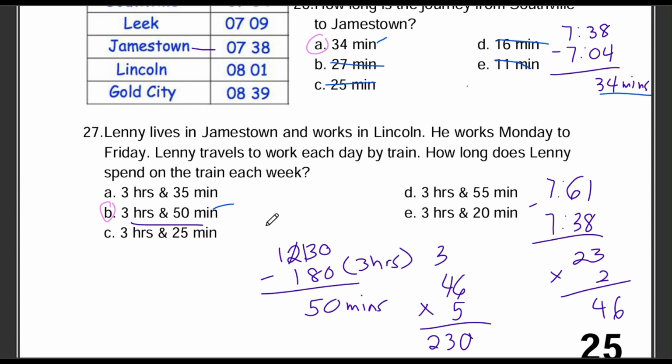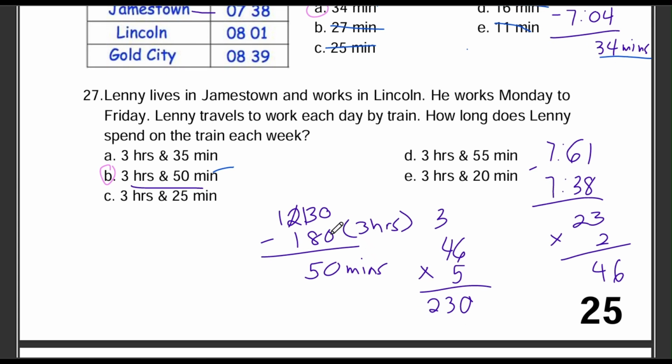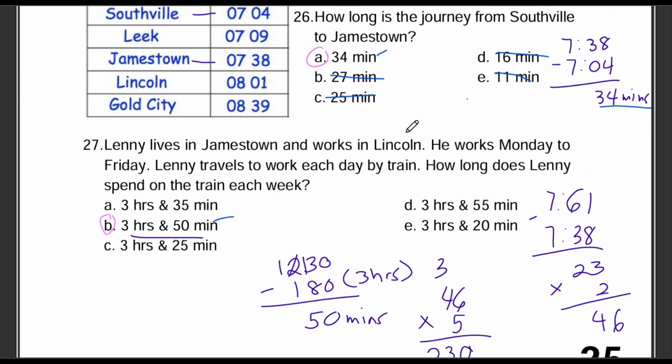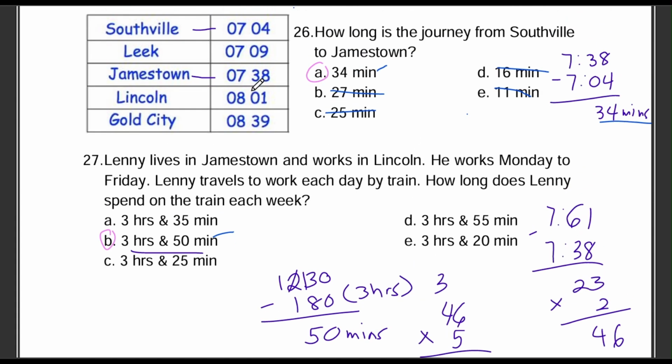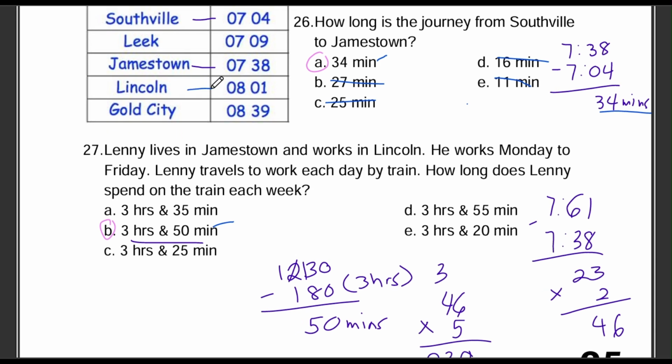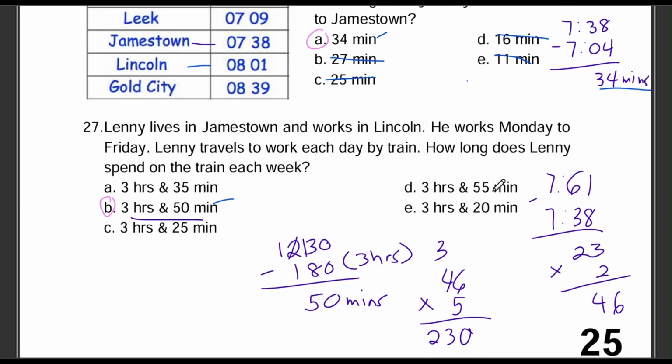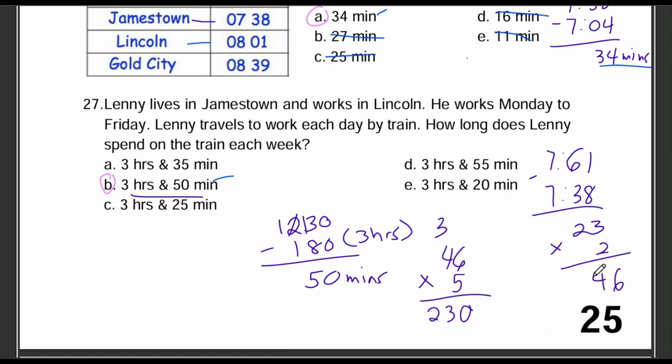Here's how we solve it. First, we need to know the journey time from Jamestown to Lincoln. The train leaves Jamestown at 7:38 a.m. and arrives in Lincoln at 8:01 a.m. That's a 23-minute trip. Now, Lenny has to go to work and come back home, so that's 2 trips each day. 23 minutes times 2 is 46 minutes per day. Since Lenny works Monday to Friday, that's 5 days a week. So 46 minutes times 5 days equals 230 minutes. Finally, we convert 230 minutes into hours and minutes. 230 minutes is 3 hours and 50 minutes.